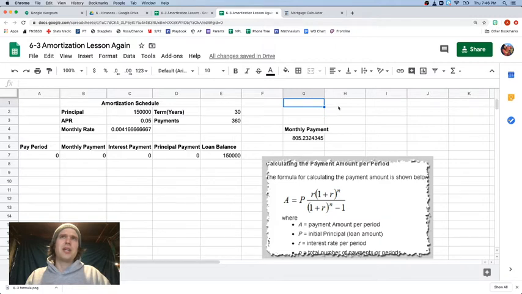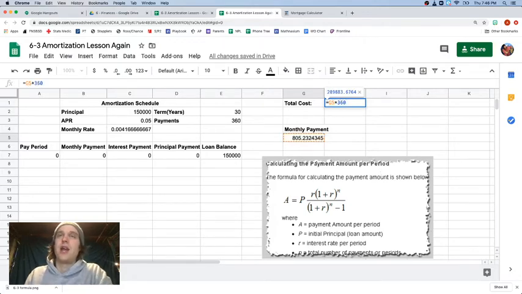So that means we can calculate the total that you are going to pay the bank, right? Let's just do it right now. So the total cost of this house, let's make this bold, is equal to this box times 360. You are going to pay the bank a grand total for your house of $289,883.67, 68 cents if you're rounding up.